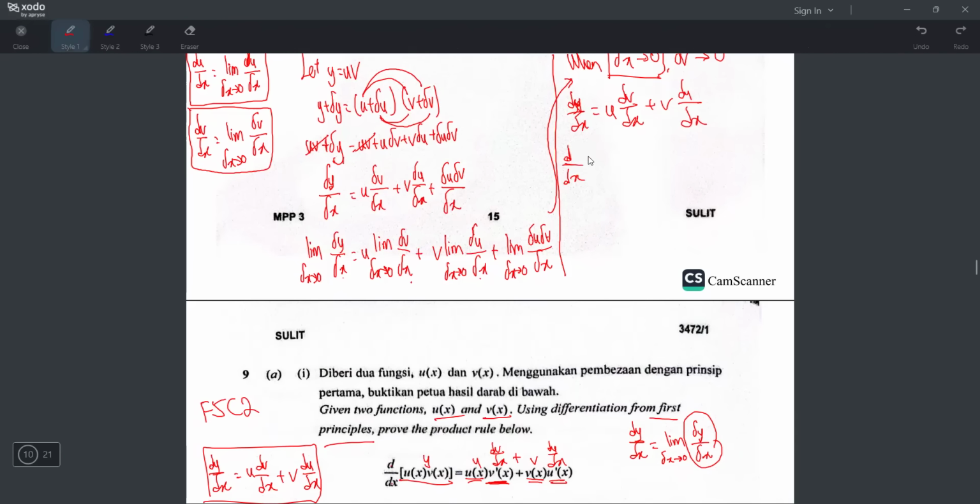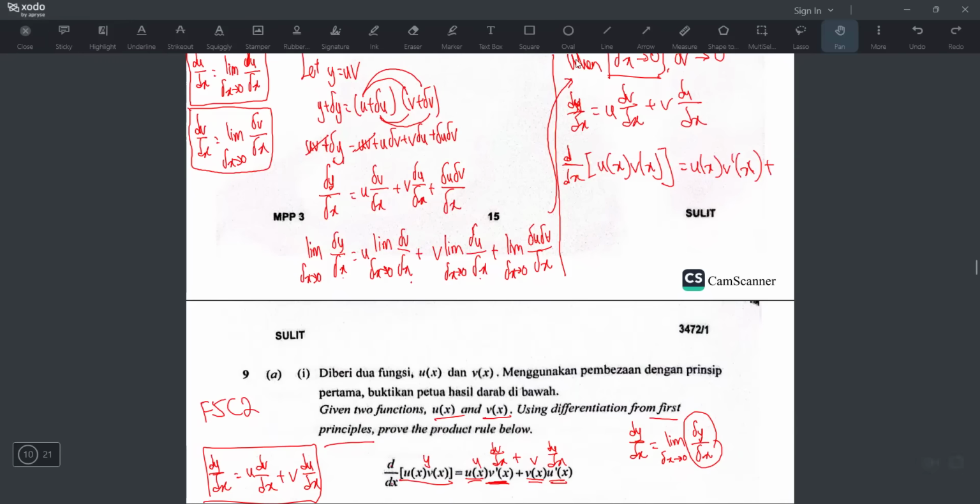So let's just follow. We write y, which is u times v, in other words u(x) times v(x), and then in the bracket equals u. I write u but they write u(x), but it's the same. And I write dv/dx but they write v'(x), but they are the same. v'(x) means the first derivative of v, dv/dx. And then plus v du/dx. Okay, I need more space.